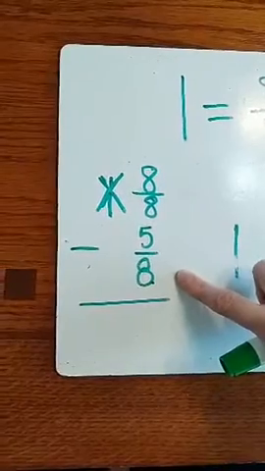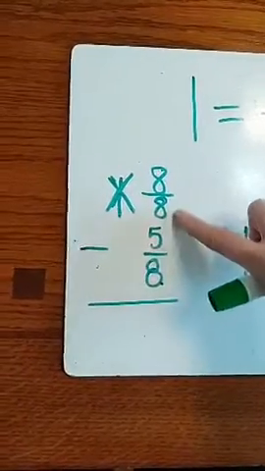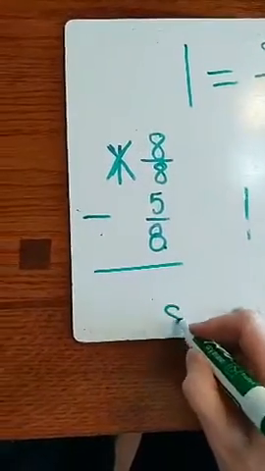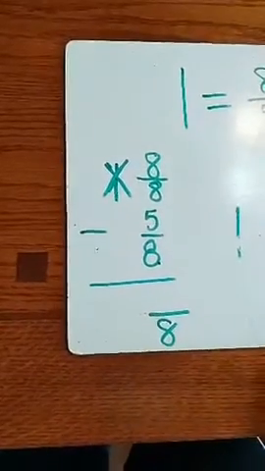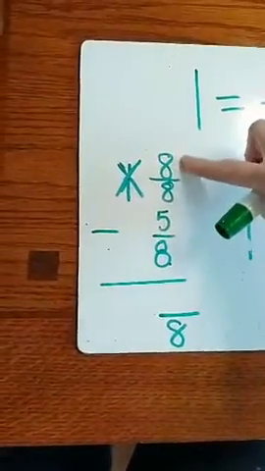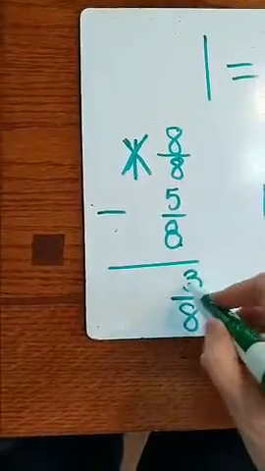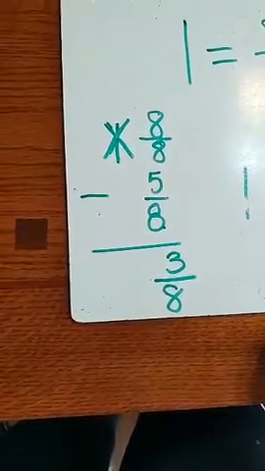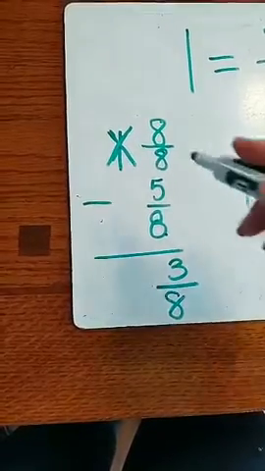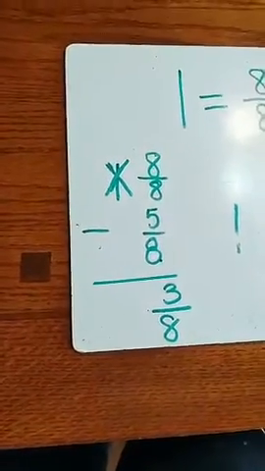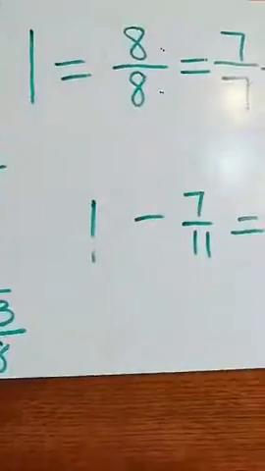And if you'll remember yesterday, when the bottoms are the same, they stay the same. So we're going to keep that denominator. And then we're going to subtract our numerators. 8 minus 5 is 3. We found our answer. 3/8. So 1 minus 5/8 is 3/8. Okay, I've got another one.